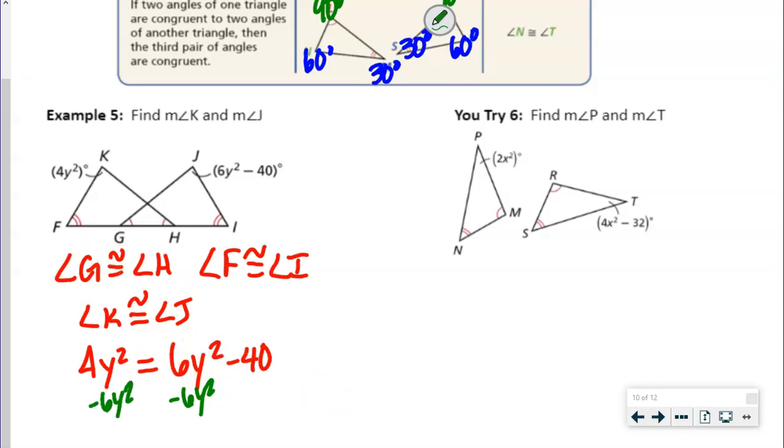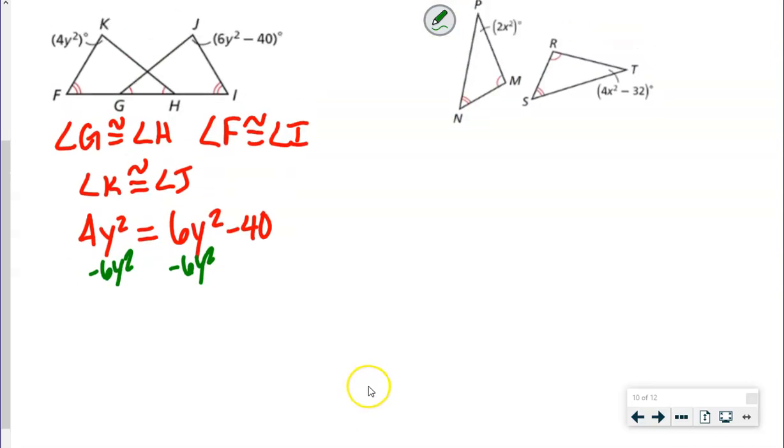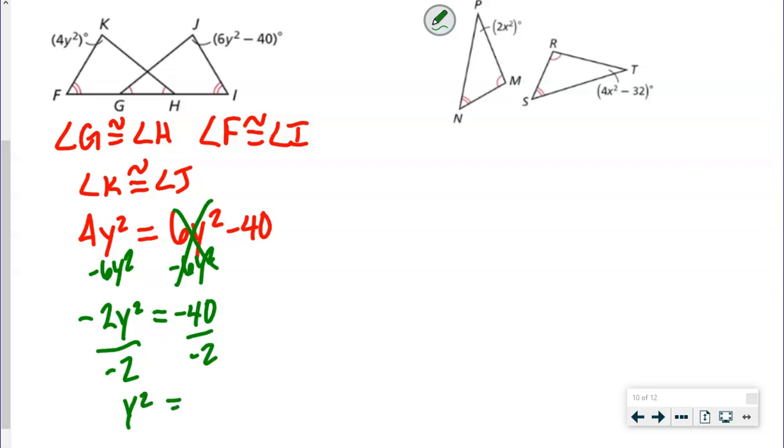Okay, let me extend this a little more so we have a little more space to work with. So that means now those are gone, right? And we're left with negative 2y squared is equal to negative 40. Our next step would be to divide by negative 2 on both sides. So that's going to be that y squared is equal to what?